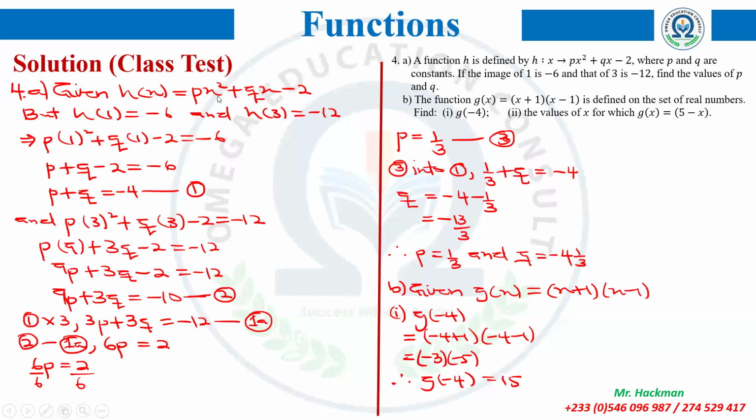h of 1 will be, wherever I see x here, I put 1 there. So I'll get p into 1 squared plus q into 1 minus 2 is equal to minus 6. And remember, I told you the special situation where you have a power and the number inside the bracket that you are raising to that power is 1. You can always skip that step of bringing in the power before you remove the brackets. And that's what I did here.